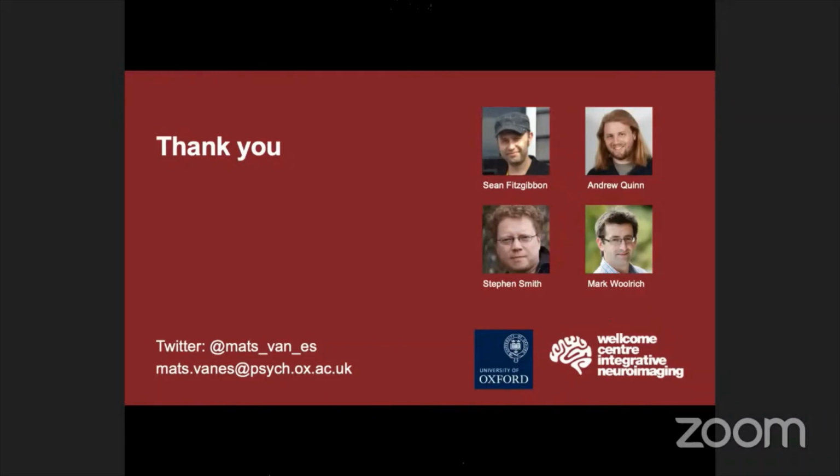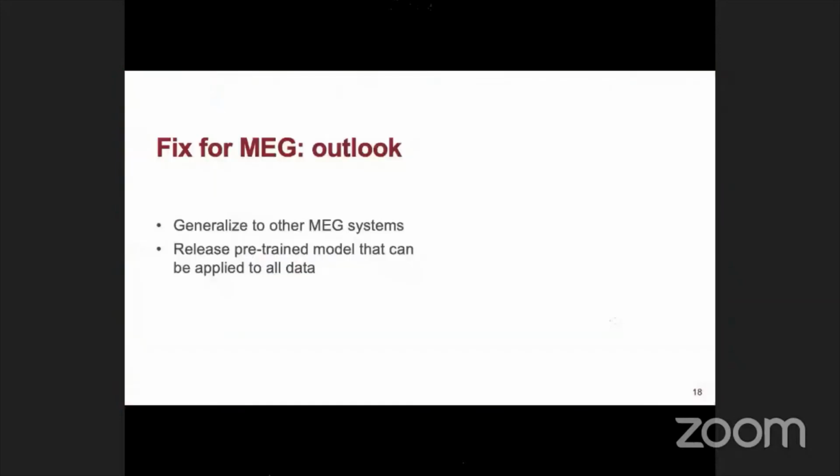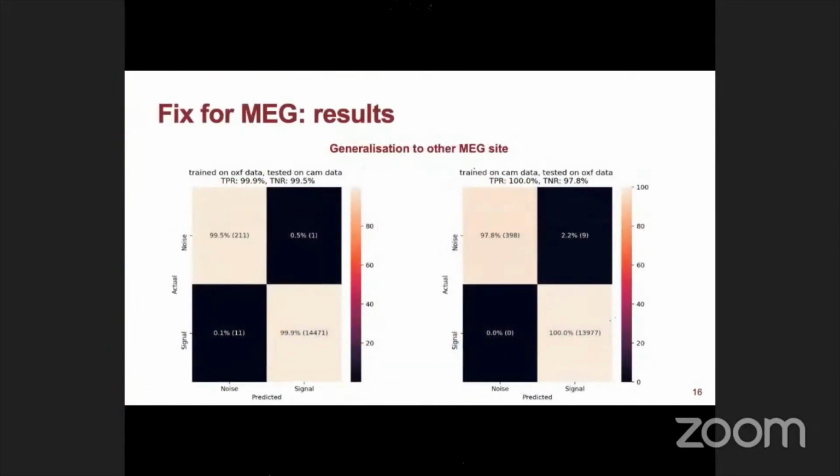I noticed that the true positive and true negative rates differ depending on whether you train on the CAM dataset and test on the Oxford dataset, or the other way around. And I'm wondering if you have any insights into what could be the reason. It would probably also be very informative for the misclassification, like when the model misclassifies.